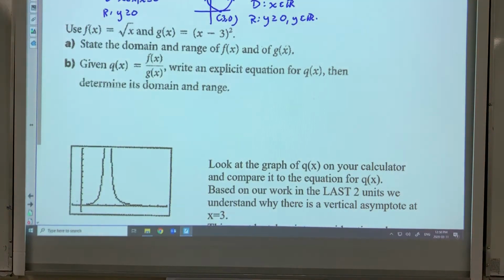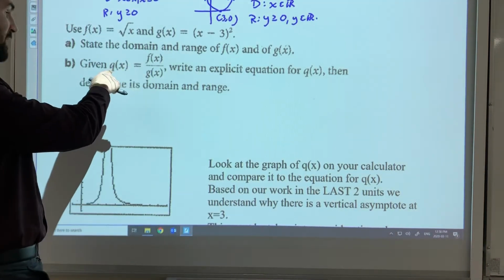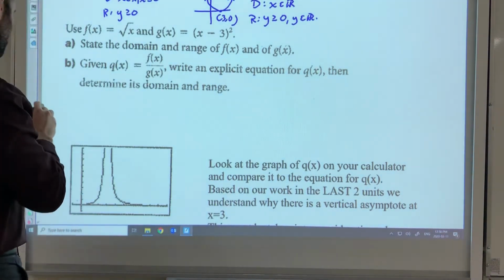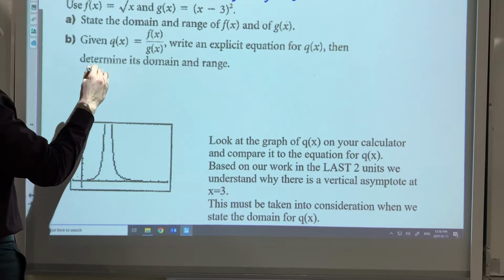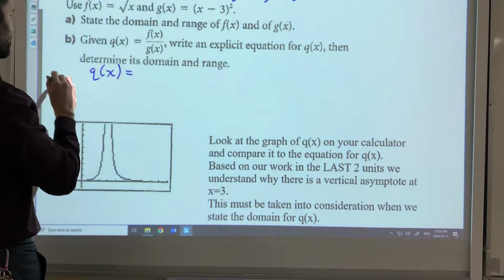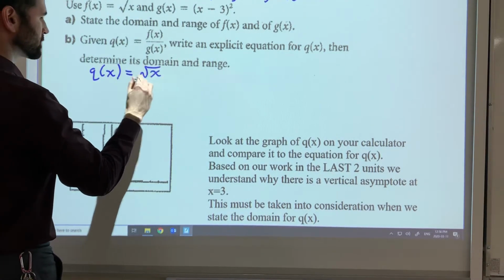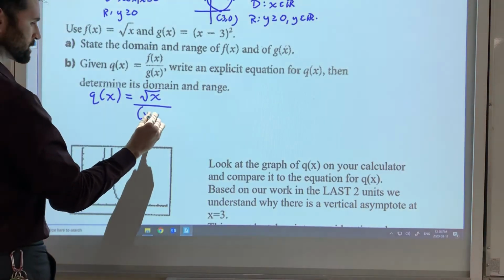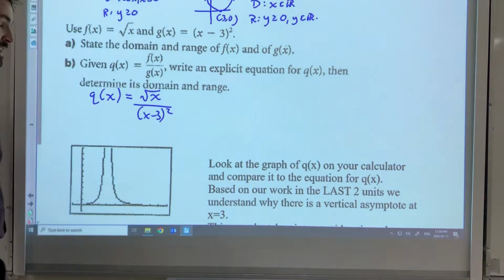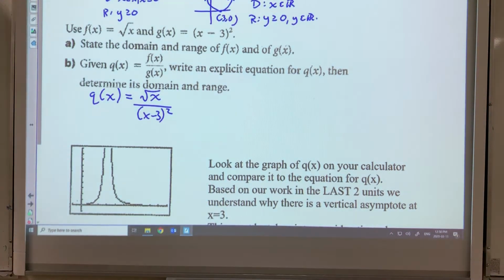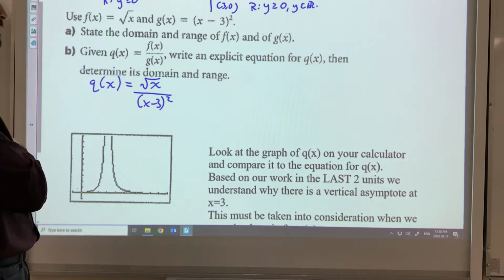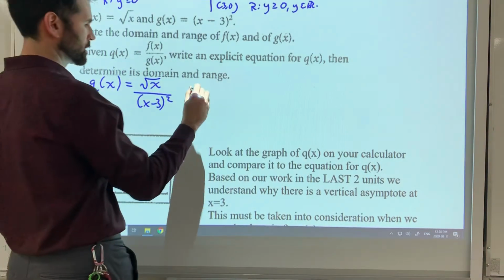Now, let's go and find, this looks like a q. Q of x is f of x divided by g of x. Sure, let's do it. So q of x is f of x, which is the square root of x, over g of x, which was x minus 3 squared. Now, that's going to be ugly. You'd never graph something like that, but they could ask you for the explicit equation, there it is, and then find the domain and range.